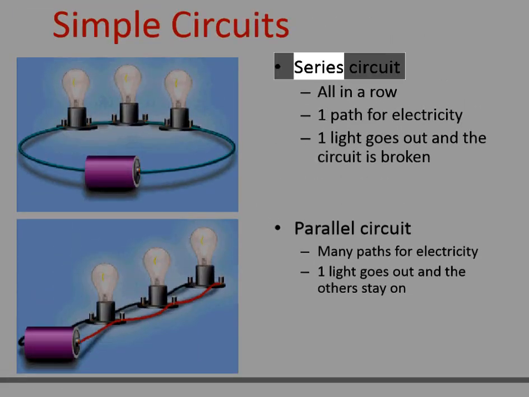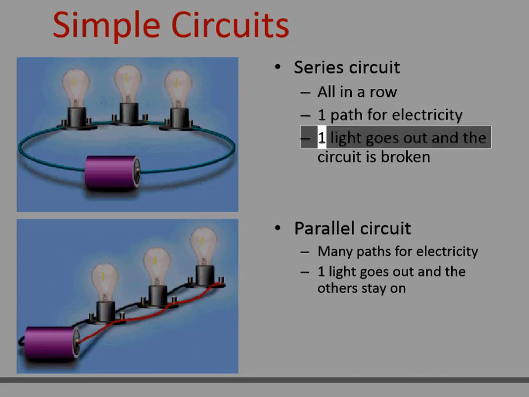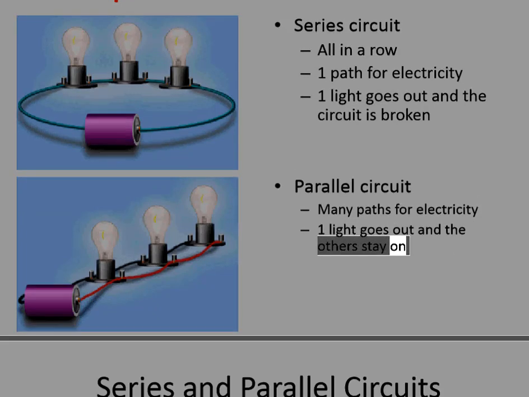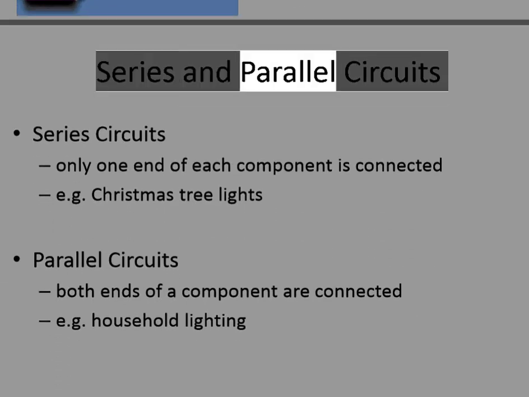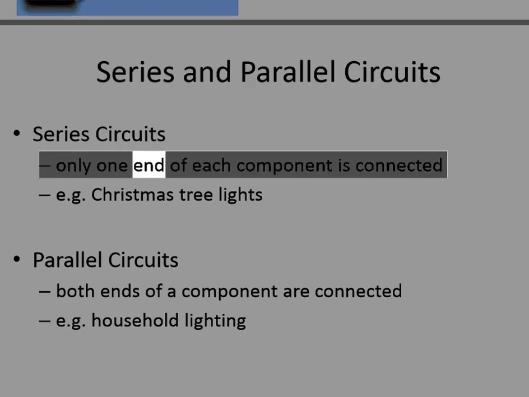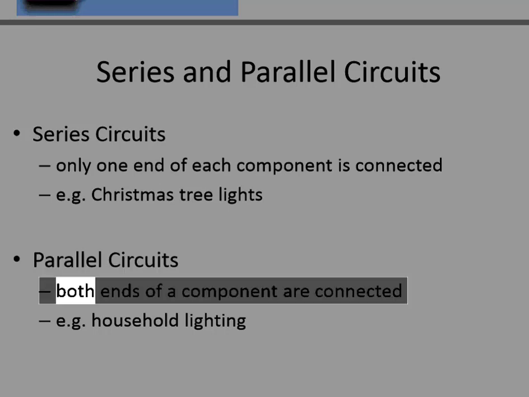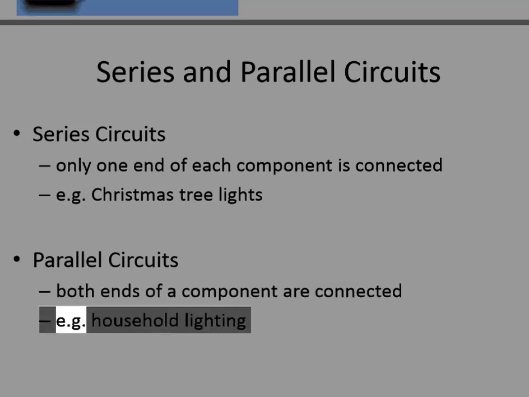Simple circuit. Series circuit: all in a row, one path for electricity; one light goes out and the circuit is broken. Parallel circuit: many paths for electricity; one light goes out and the others stay on. Series and parallel circuits. Series circuits: only one end of each component is connected, e.g. Christmas tree lights. Parallel circuits: both ends of a component are connected, e.g. household lighting.